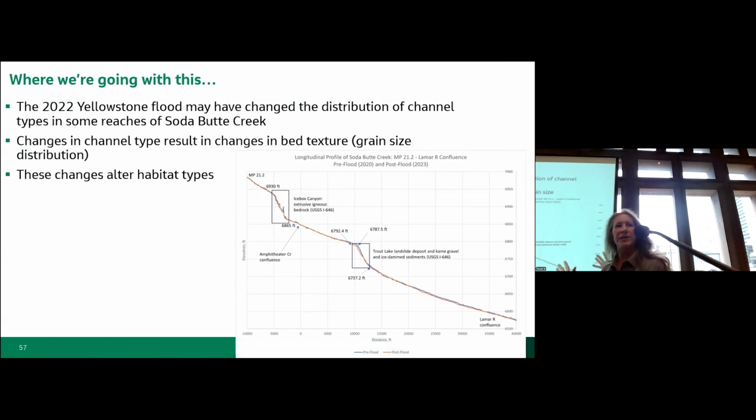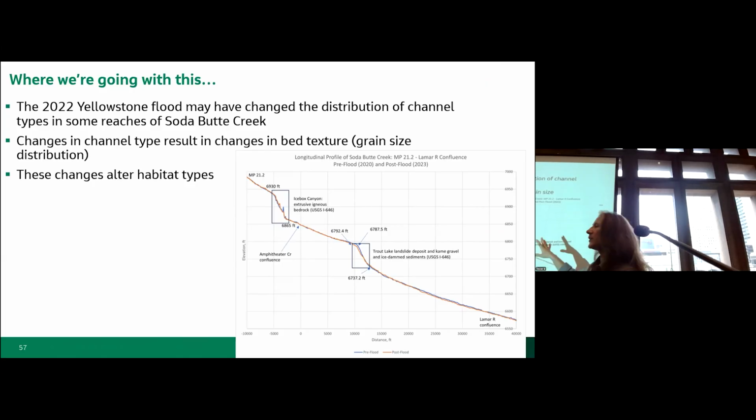So where are we going with this? Where we're going with this is we're going to talk about the 2022 Yellowstone flood, the June flood, and how that may have changed the distribution of channel morphologies or channel types in some portions of Soda Butte Creek, and what that means for changes in grain size distribution or bed texture. Bed texture is probably a shorthand way of saying grain size distribution, and what that means for habitat.